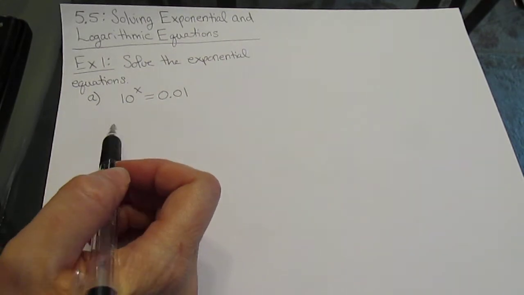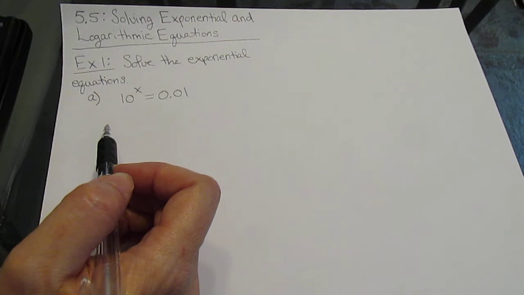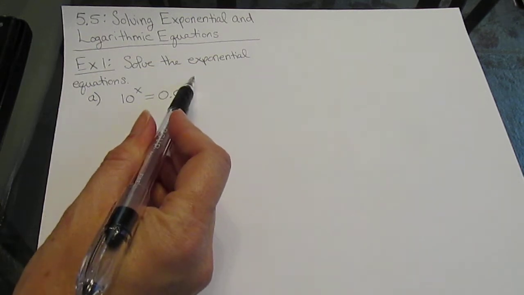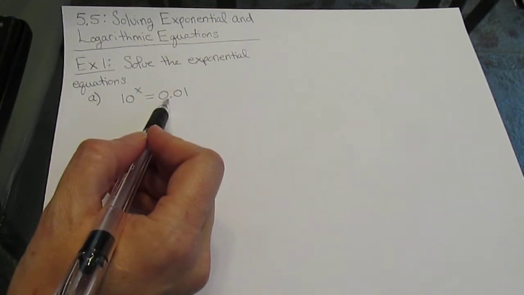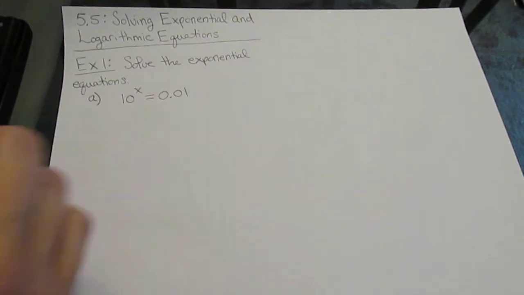Well, this is very similar to simplifying our logarithms. Remember, we can switch our equations back and forth between logarithmic form and exponential form, so some of the techniques are going to be similar. On this side we've got 10 to the x. Well, if we can get this side to be 10 to some power as well, we're going to be able to know what the x is. Okay, well then ask yourself, 10 to what power is 0.01?